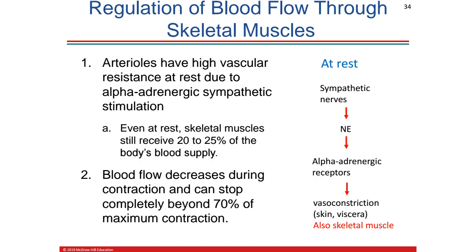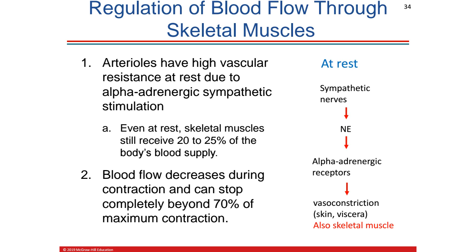We'll next look at the regulation of blood flow through skeletal muscles. So when a person is at rest, the arterioles have a high vascular resistance, and this is due to alpha adrenergic sympathetic stimulation. So if we look at this diagram here, we can see that the person's at rest, the sympathetic nervous system is active to some degree. They're releasing norepinephrine, which has an effect on alpha adrenergic receptors, which is to vasoconstrict the arterioles in skin and viscera to some degree, and also to lead to vasoconstriction of skeletal muscle.